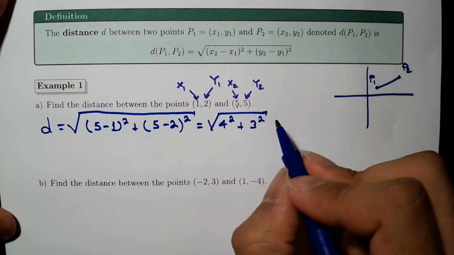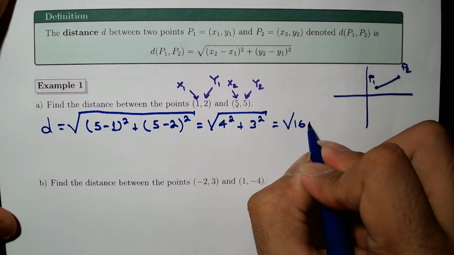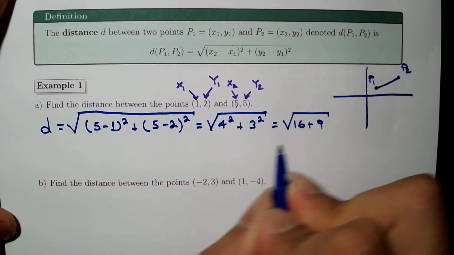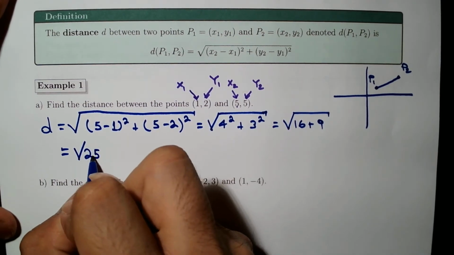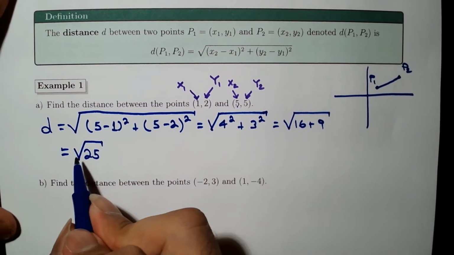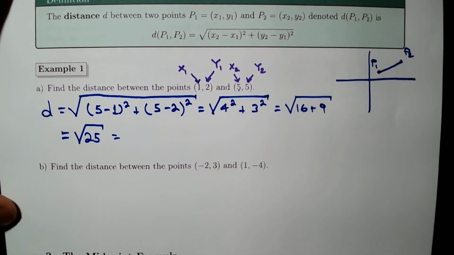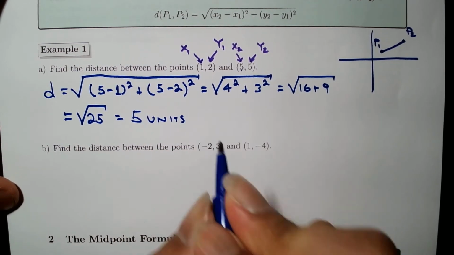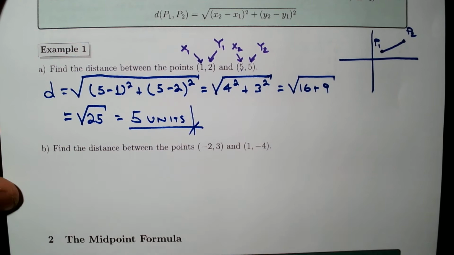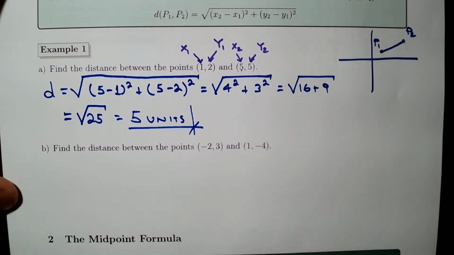Now we evaluate the squares. That's going to give us the square root of 16 plus 3 squared, which is 9, which will give us the number 25. But in this case, this is a nice number which we can simplify a bit further, because we know that the square root of the number 25 is 5. And we'll write just units because they're not specifying whether these are centimeters, inches, kilometers, etc.